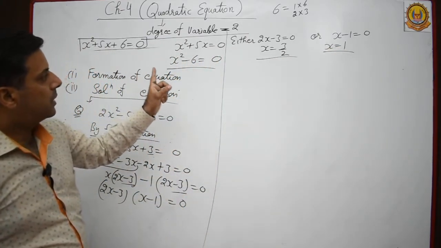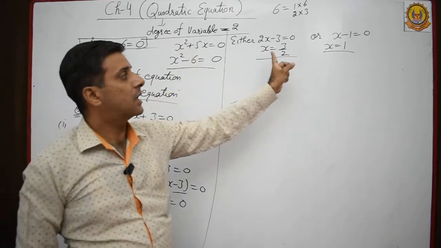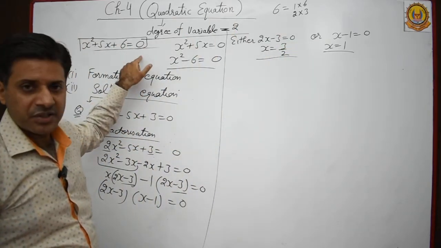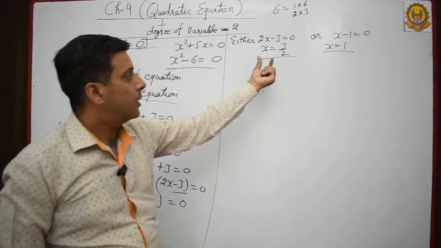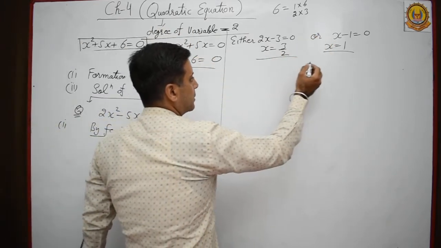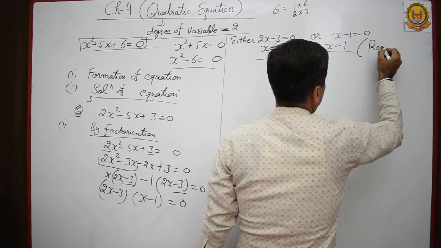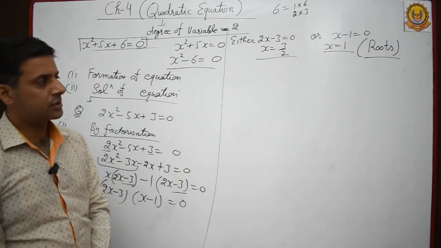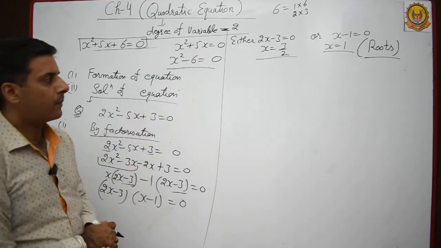If it would be a polynomial, then these are called zeros of the given polynomial. But this is an equation, so these are called roots of the given equation. These are called roots. When an equation is there, the values of x are called roots. So this is the first method.